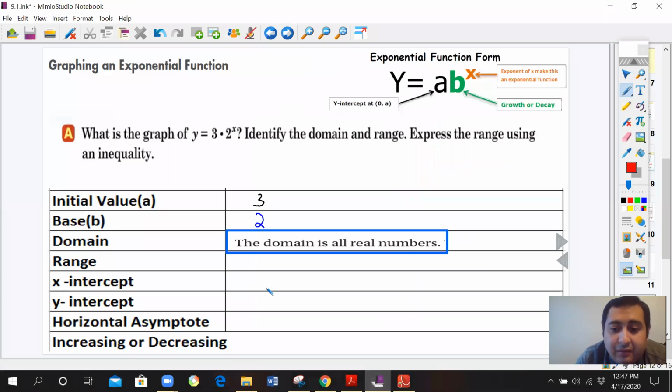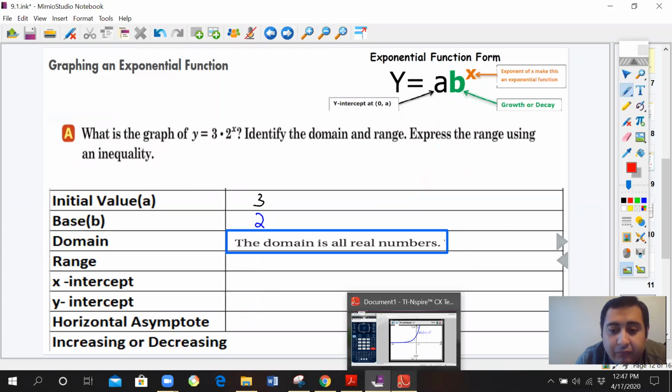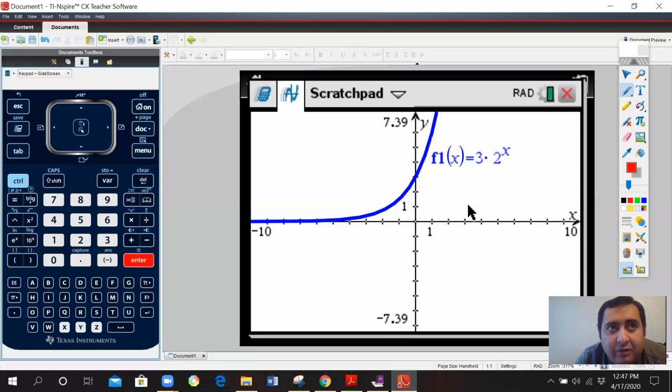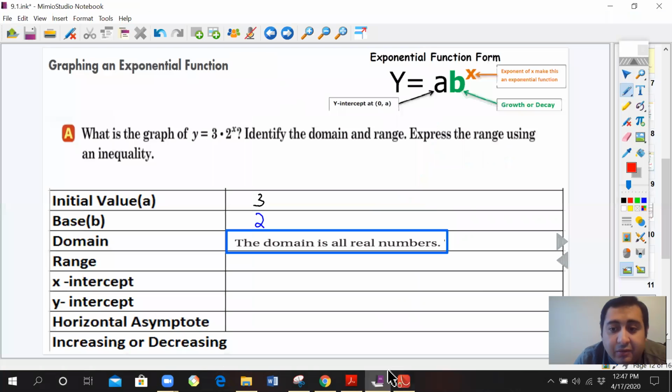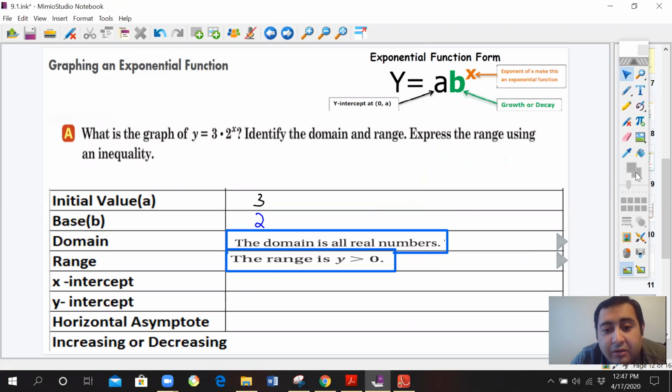So in this case, since we have this as y equals 0, and our graph is going upward, it has to be bigger than 0. It cannot be equal, again. So the range is y greater than 0. It's not equal.